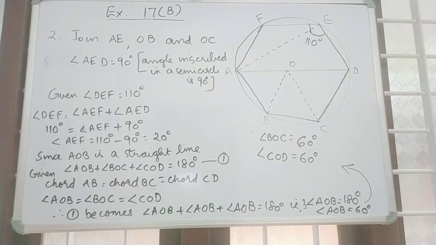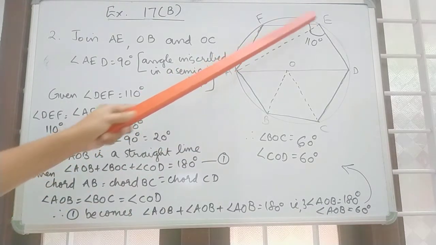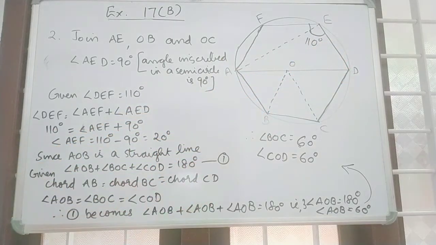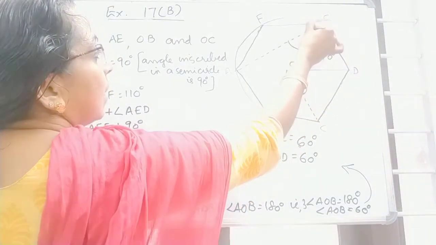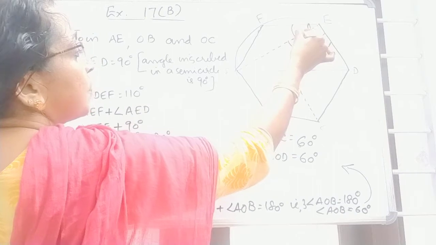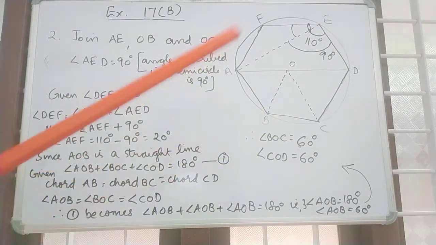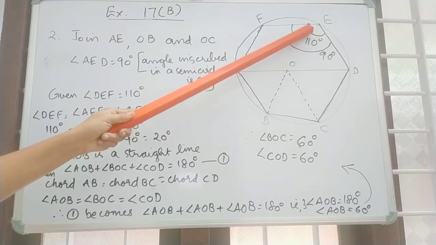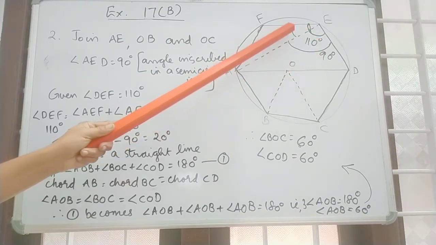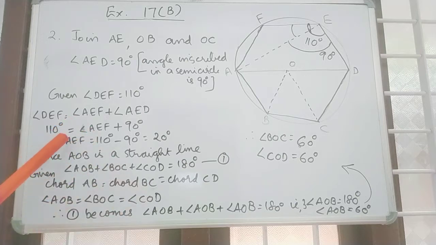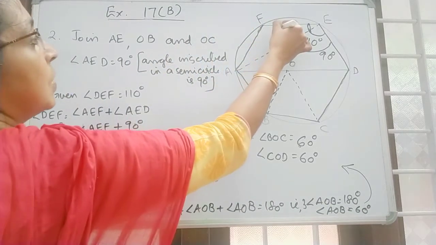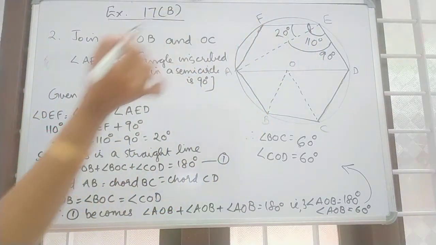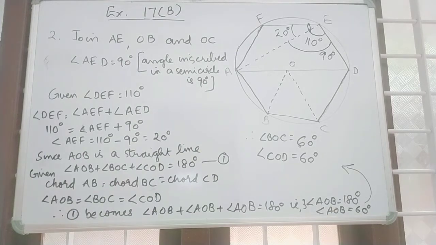So what about angle AEF? AED we got as 90 degrees. Total angle is 110. So AEF will be 110 minus 90, which is equal to 20 degrees. So AEF is equal to 20 degrees. That is our first part.